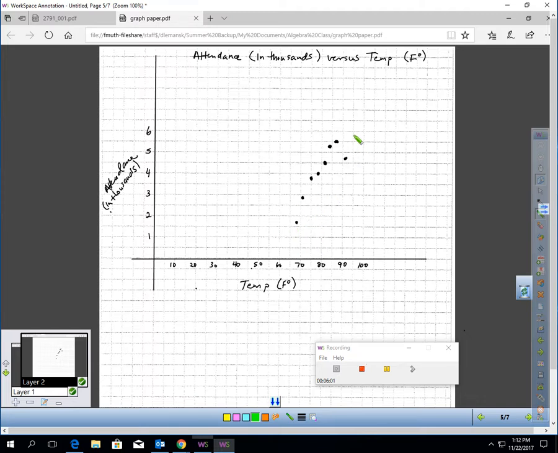Now, you can see here, this would definitely have a positive correlation. I can kind of see a trend here where these points are kind of, I'm just going to draw a little line on here.